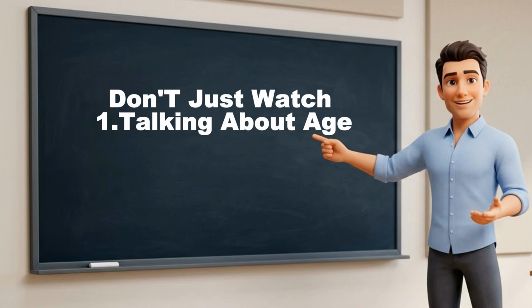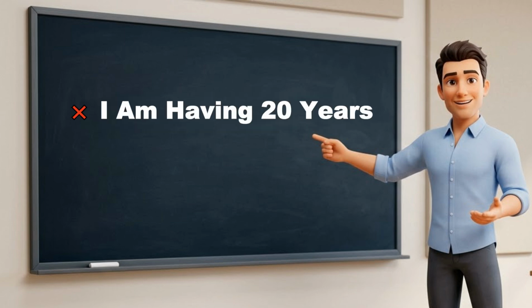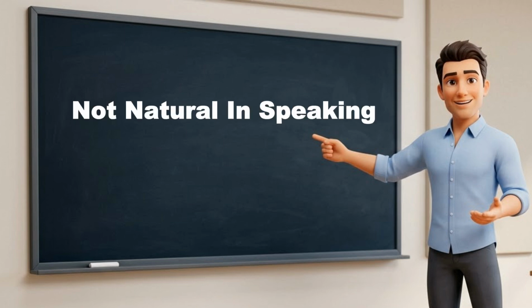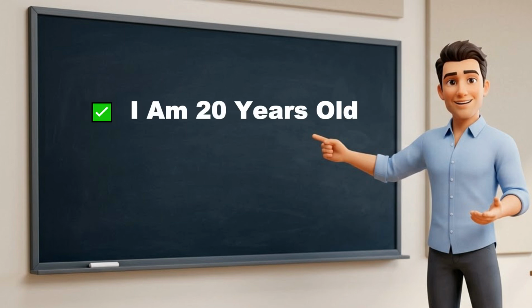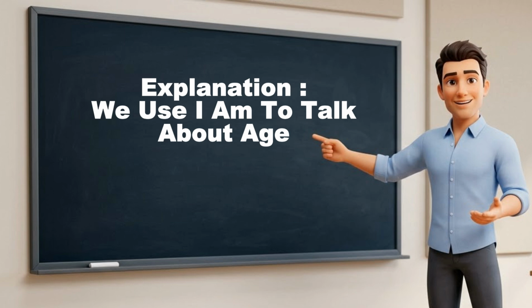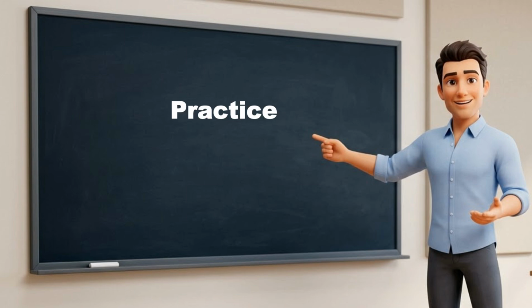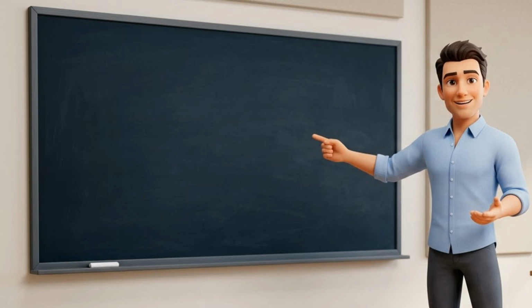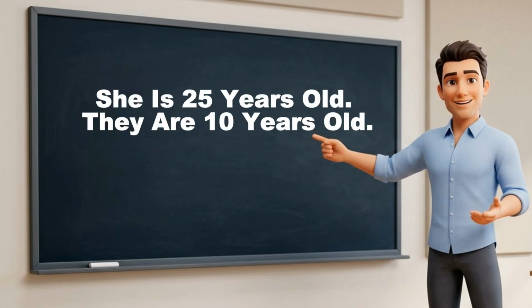1. Talking about age. Wrong, I am having 20 years. Wrong, my age is 20 years. Not natural in speaking. Right, I am 20 years old. Explanation. We use I am to talk about age. Practice. I am 18 years old. I am 30 years old. She is 25 years old. They are 10 years old.